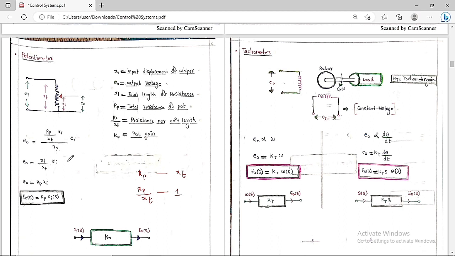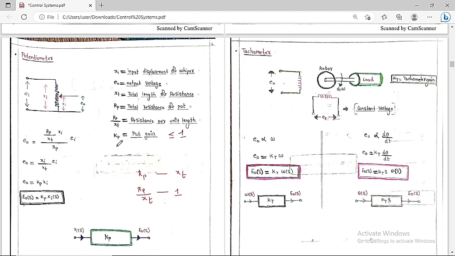Its value is always less than or equal to 1 because Xi is always less than or equal to Xt. So this is the equation that we are going to get: E naught is equal to Kp into Xi. So the output voltage is equal to Kp times the input displacement. Kp is nothing but a constant. You can see clearly that the input voltage is constant, and Xt is also constant. The only variable is Xi.